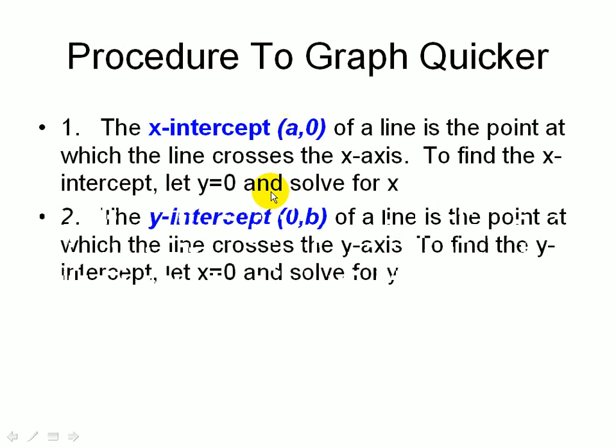Next, you take a look at the y-intercept. Here we define it as the x component to be 0 and the y-intercept point to be B of a line. And this is the point again where it crosses the y-axis. Therefore, to find the point that is called the y-intercept, let x equal 0 and then solve for y.